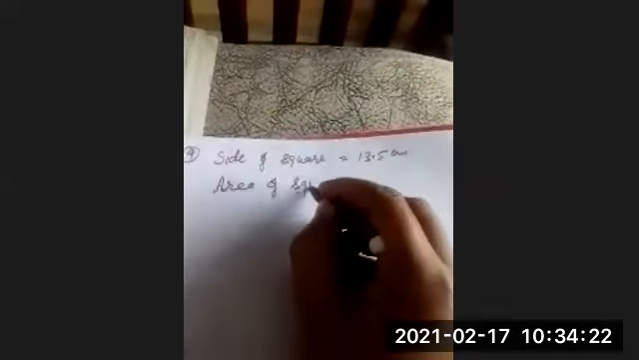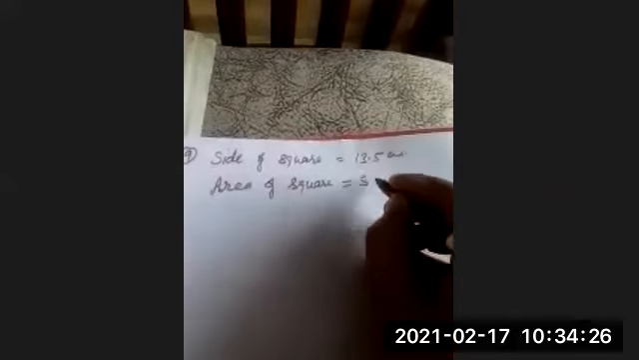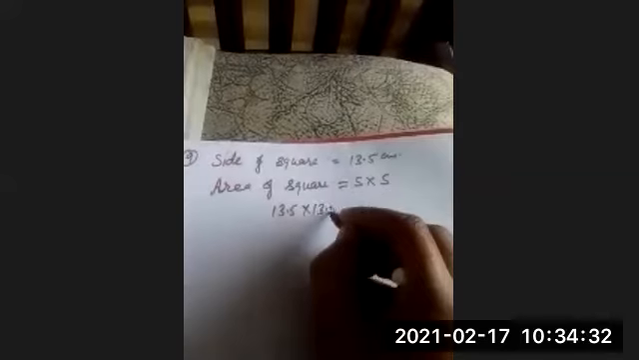Next is question number 9. Find the area of a square whose side is 13.5 centimeter. The side of the square is 13.5 centimeter. Now the area of the square is 13.5 multiplied by 13.5.